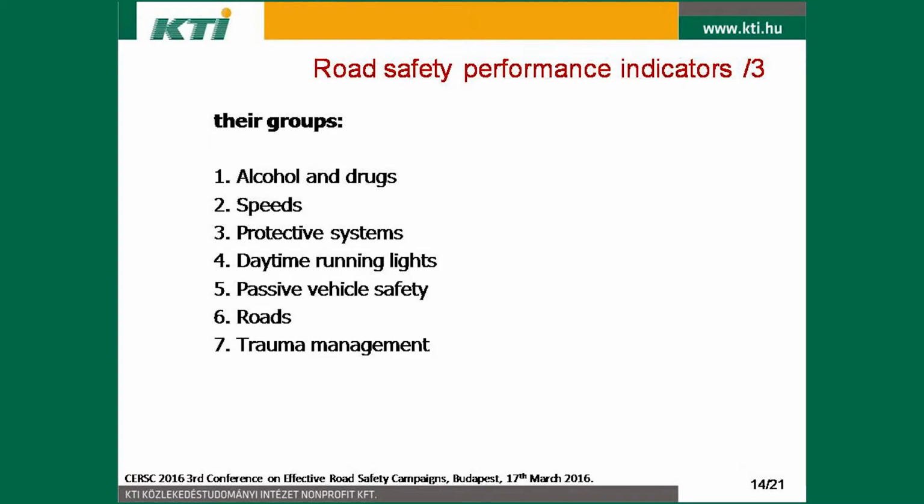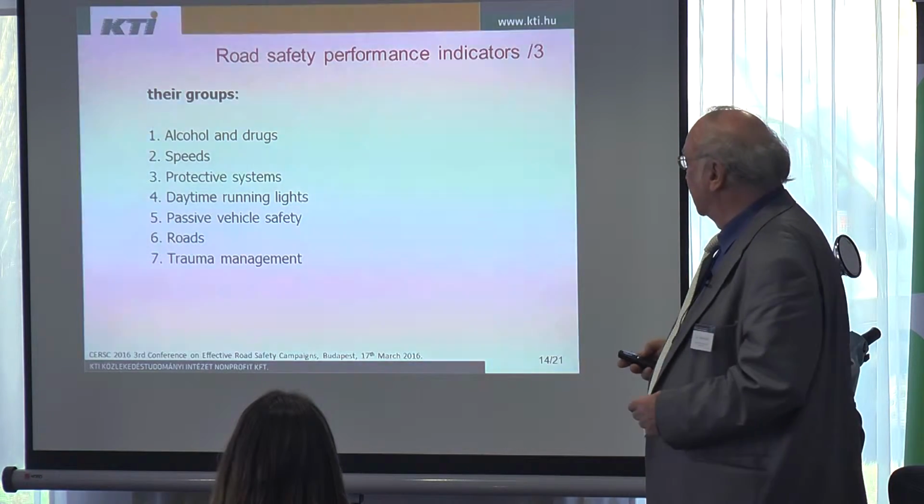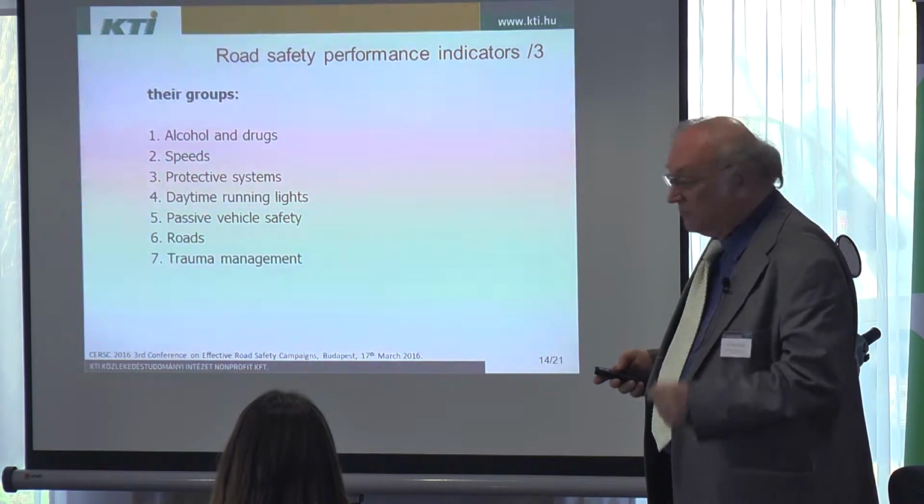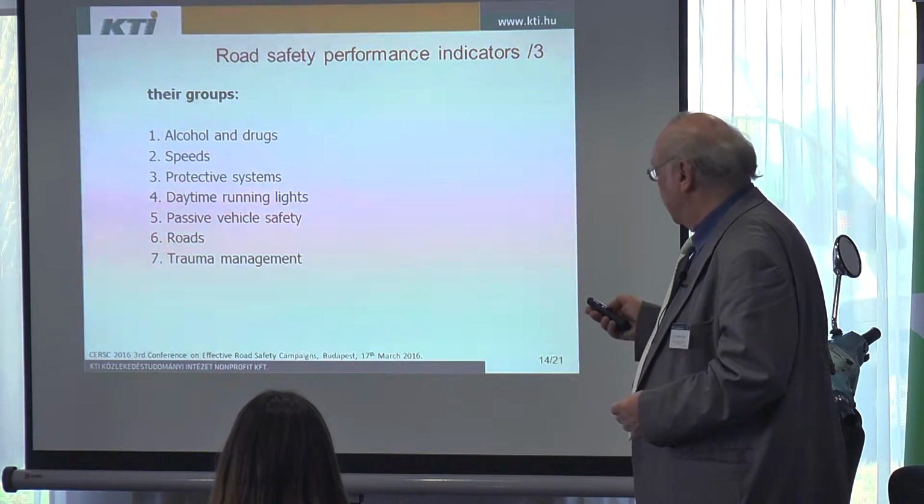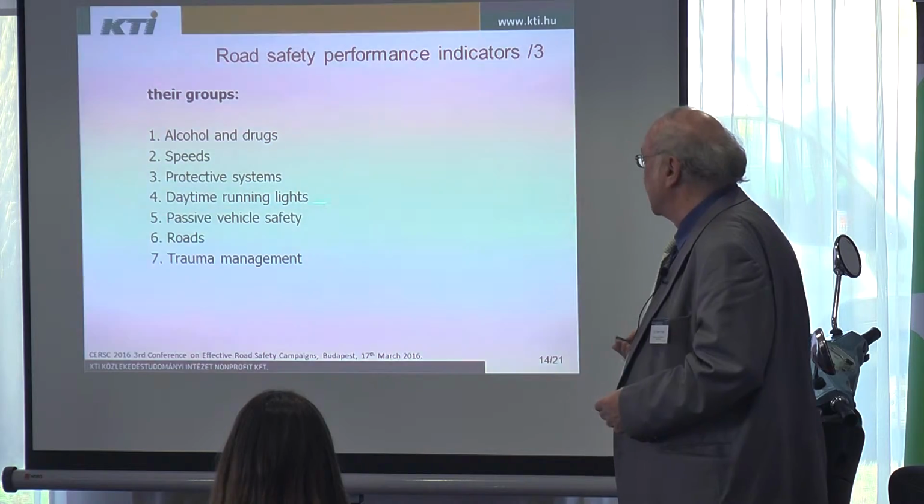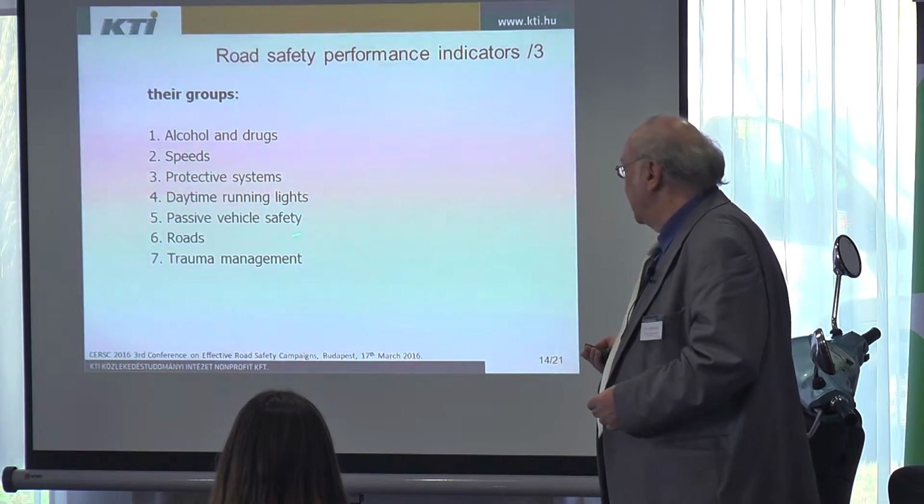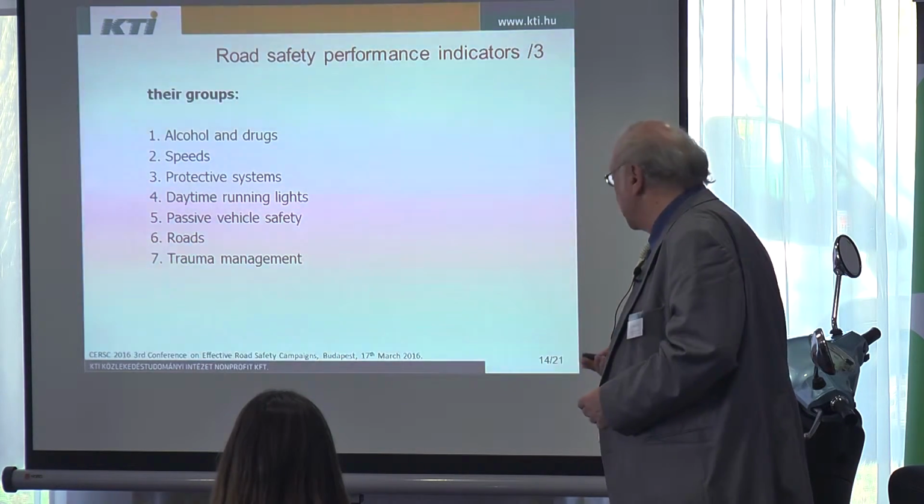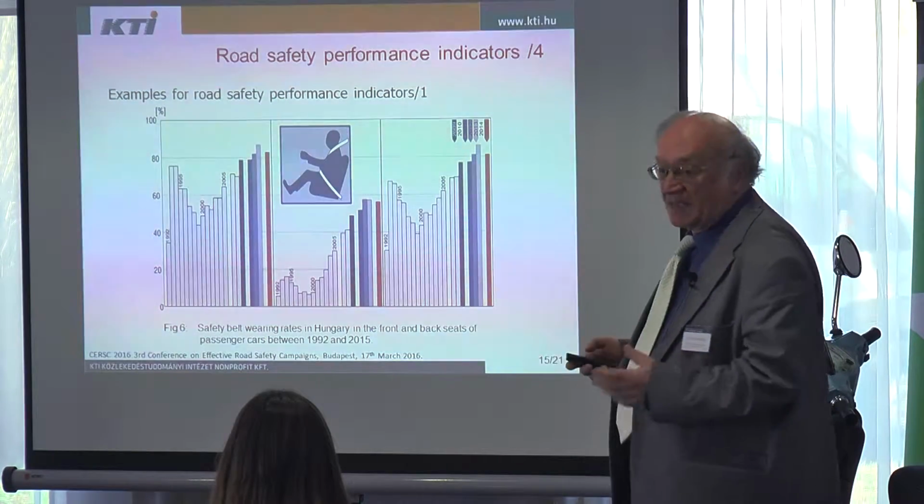Here you can see the groups of the road safety performance indicators. These indicators were elaborated in 2006, I don't remember exactly, in the framework of the SafetyNet project. It was called the Road Safety Observatory of the EU. And here: alcohol, drugs, speed, protective systems, daytime running lights, passive vehicle safety, roads, trauma management, and some examples.